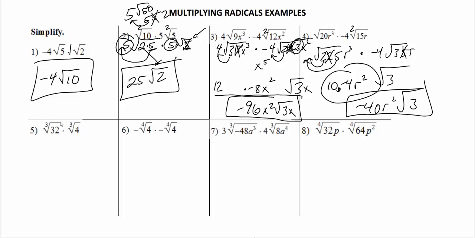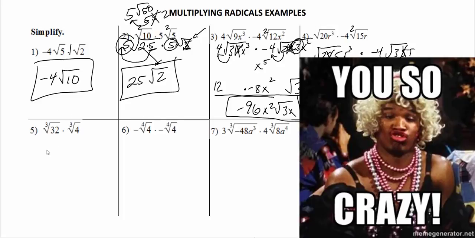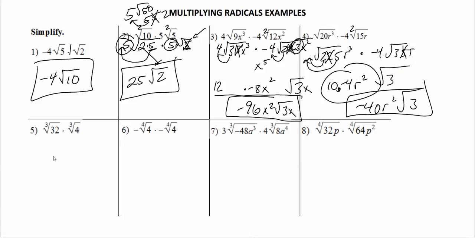Number 5. Well, now I'm dealing with higher roots, right? This is a 3, this is a 4, that's a 3, and that's a 4. Oh, man. These are going to get kind of crazy, but if we, again, break it down first, it will help. What is 32 broken down? 32 broken down is 2, 2, 2, 2, 2. There are 5 2's in 32. And then what's 4 broken down? 4 is broken down as 2 and 2. Again, I have the third roots there, that 3.